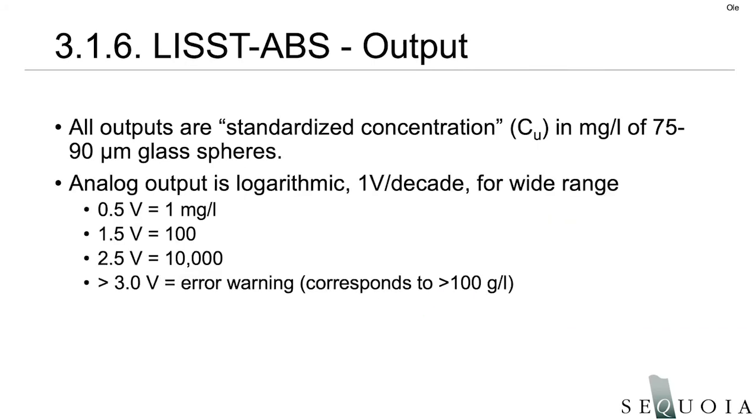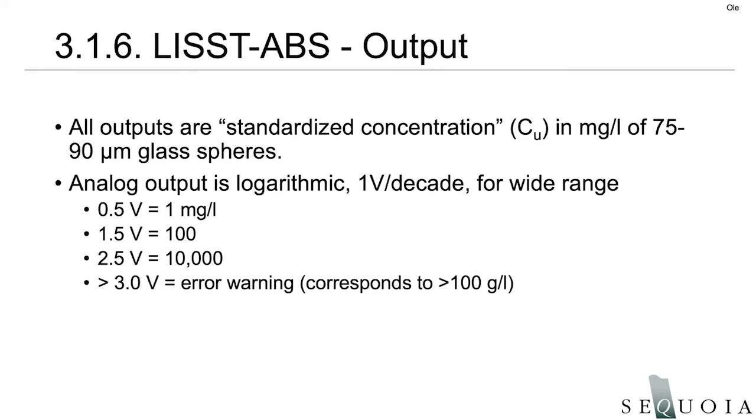So we have the analog output. That is, of course, an output in voltage. And because we have a very wide dynamic range in the concentration that the ABS can measure, Wayne showed measurements up to, I think it was 30 or 60 grams per liter, then the analog output is the logarithm of the concentration.